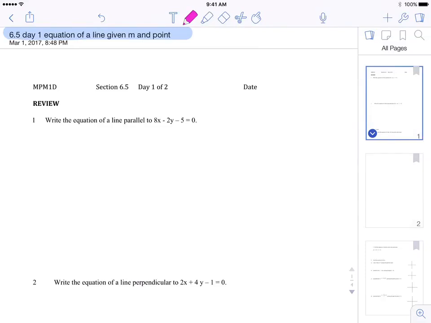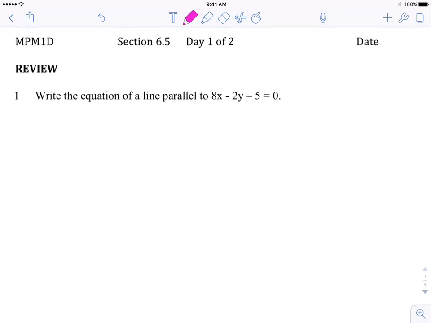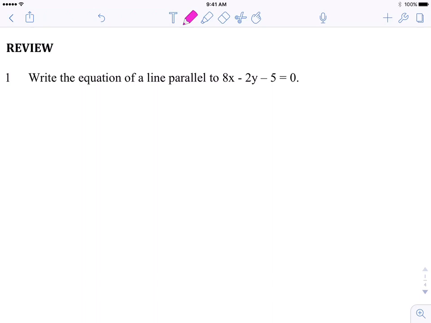Okay, gentlemen, today we're looking at the equation of a line given slope and a point. So just to get our juices flowing, let's do a little bit of review. We're writing the equation of a line parallel to this. It's in standard form, and so we want to convert this to y equal mx plus b format.